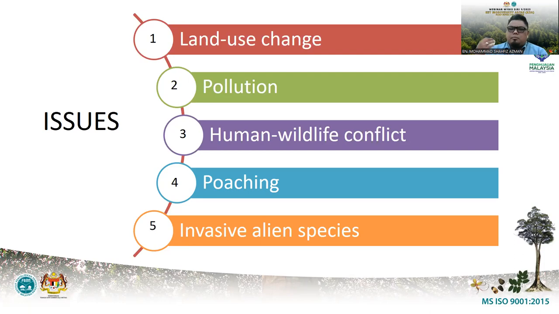dan sebagainya. Poaching, ini satu perkara yang sangat membimbangkan juga, yang mana orang masuk menangkap dan mengambil, extract all the natural resources, tidak kiralah wildlife ataupun dalam bentuk tumbuhan dan sebagainya. And then last but not least, invasive alien species. Ini species asing yang dibawa ke Malaysia ataupun dibawa ke habitat kita yang kita introduce.